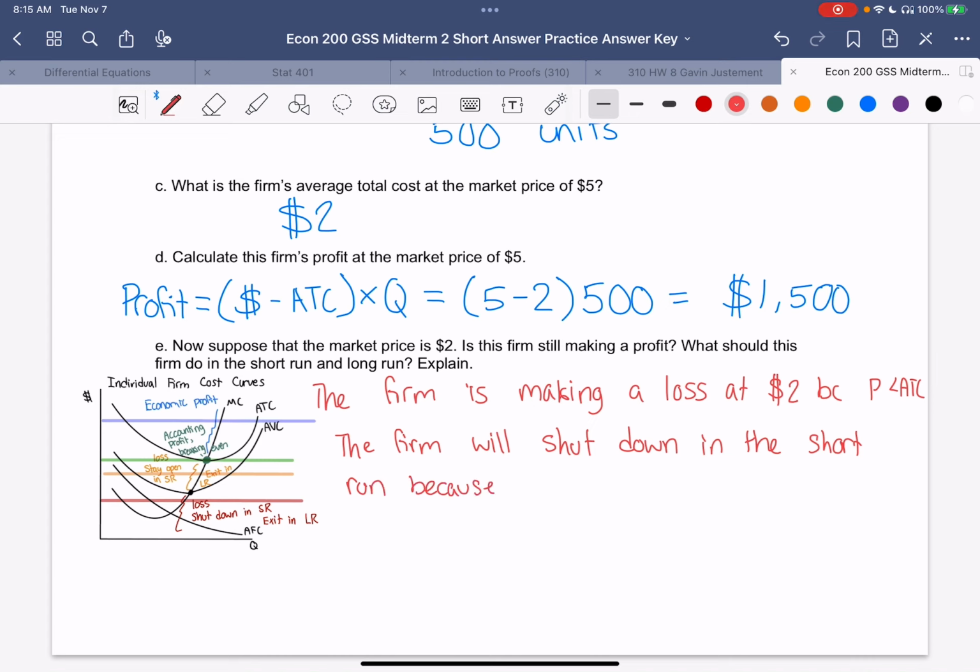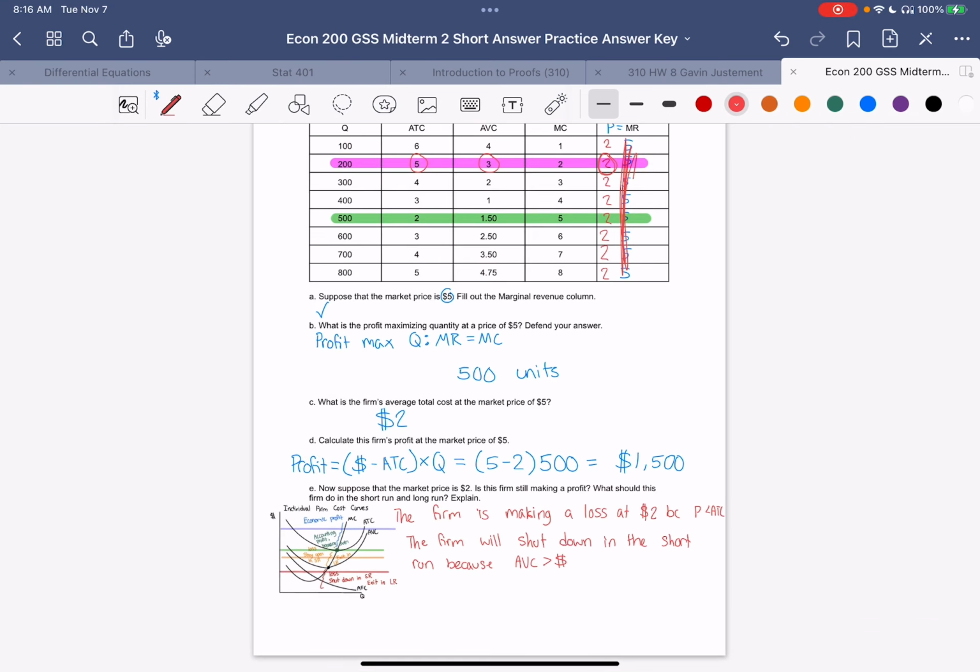So the firm will shut down in the short run because the average variable cost exceeds the price. That means that you are not able to sell a pizza for the cost of the ingredients. So that's very bad news. You're just going to shut down in the short run and then exit as soon as possible in the long run.